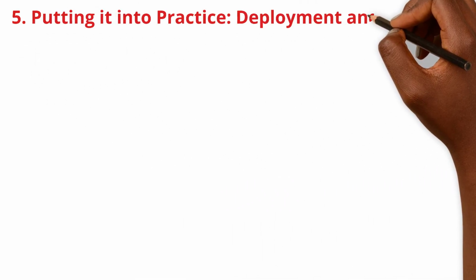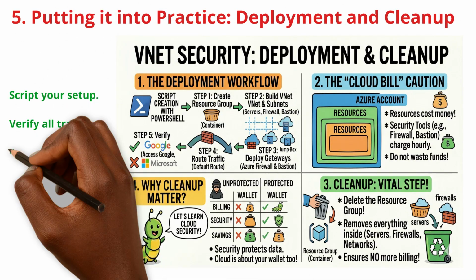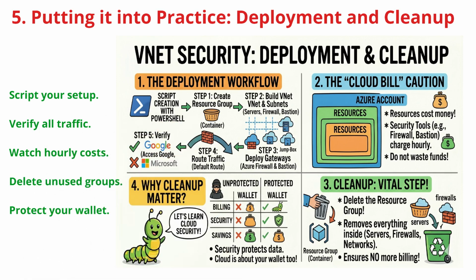Securing a network isn't just theory, it's about taking action. In the professional world, we use tools like PowerShell to script the perfect setup. The workflow is simple. First, you create a resource group to hold your tools. Then you build your network and subnets, deploy your firewall and Bastion gateways, and set a default route to ensure all traffic passes through your security checkpoints. Finally, you verify it works by checking that you can reach safe sites like Google while blocked from others.